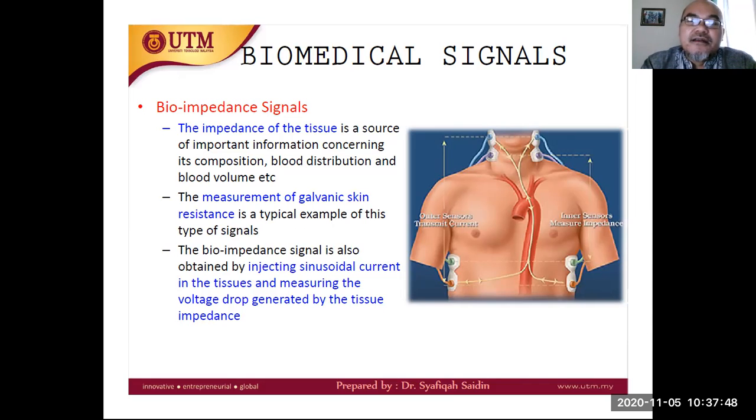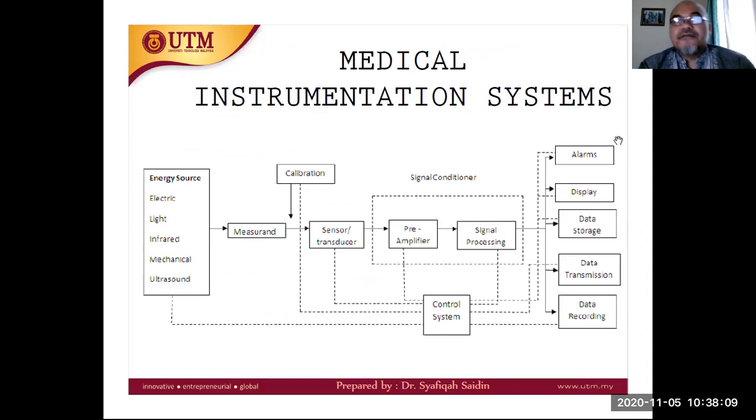Active means here similar to ultrasound. Ultrasound injects sound and then captures the scattered sound. In active bioimpedance signal instrumentation, the instrument will inject sinusoidal current into the tissue and measure the voltage drop generated by the tissue impedance. So yeah, this is the block similar to what I have shown in the previous hour.